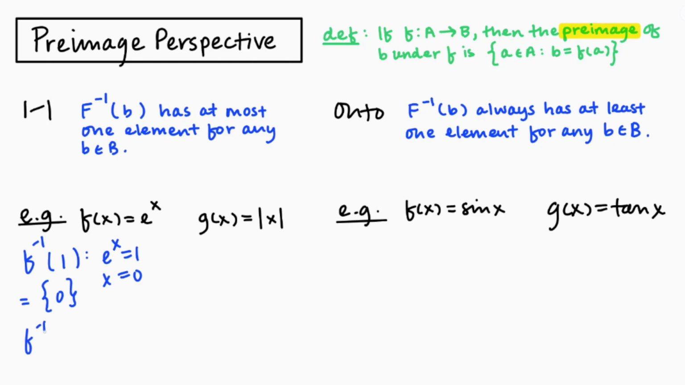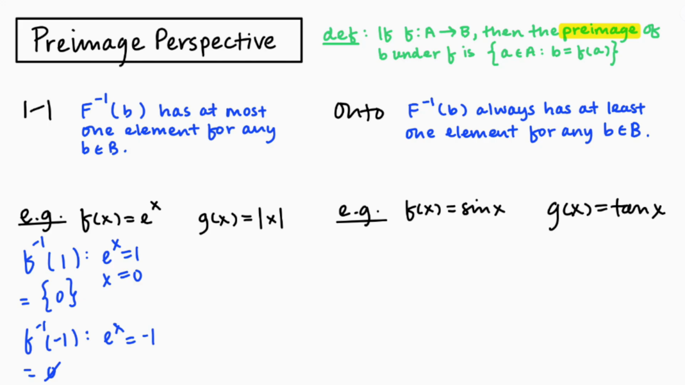I can try f inverse of negative 1, and I say, okay, e to the x equals negative 1, and I'm going to come up empty. So that's the empty set there. But I'm never going to get a set with two elements in it when I'm trying to look at the pre-image of an output of e to the x under that function.